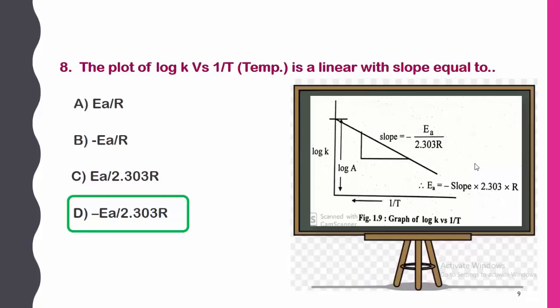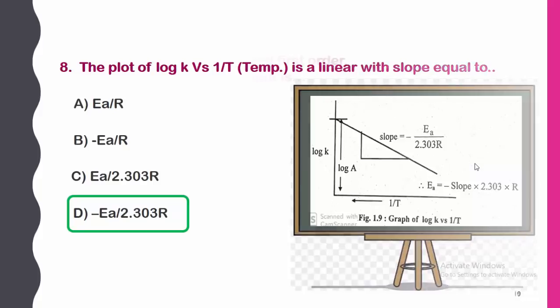Sometimes this question may be asked in two different ways. Here you can calculate what is meant by EA, the energy of activation. The same graph is plotted, but the question may be different. Here it can be asked: EA is equal to minus slope into 2.303 into R. Or sometimes, with the same graph given, it can be asked as an intercept. But in the present question, it is asked as the slope. Slope is equal to minus EA upon 2.303 into R.